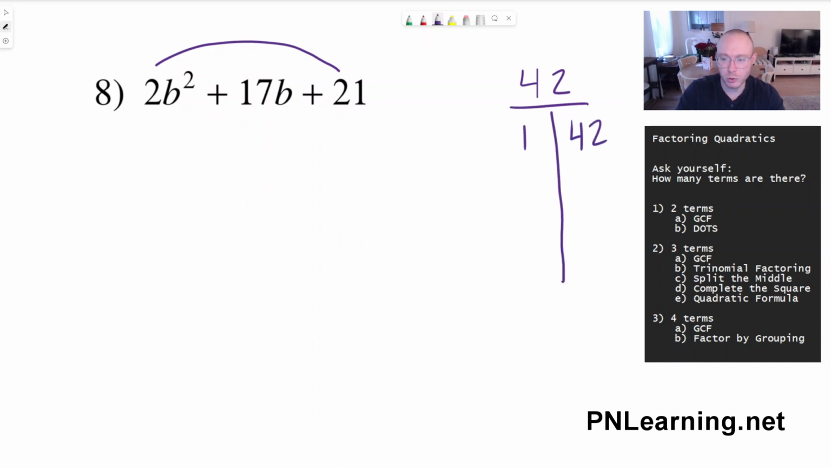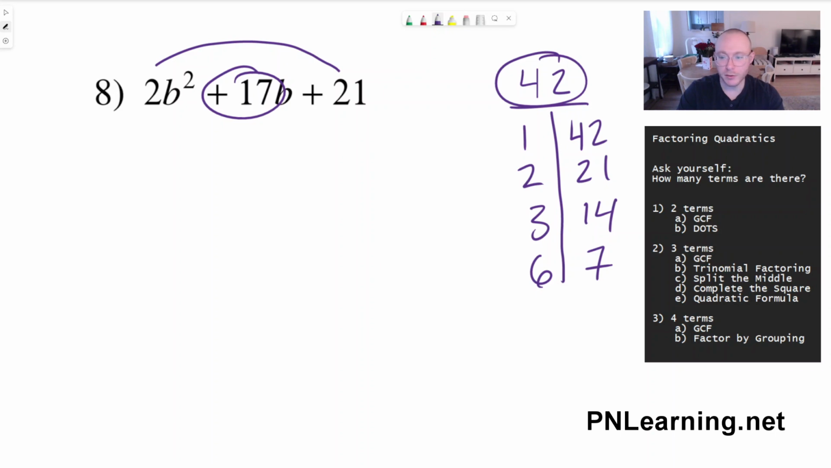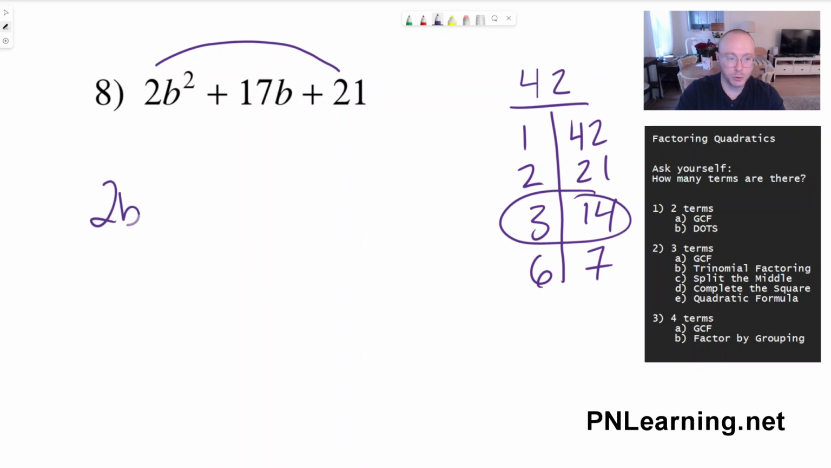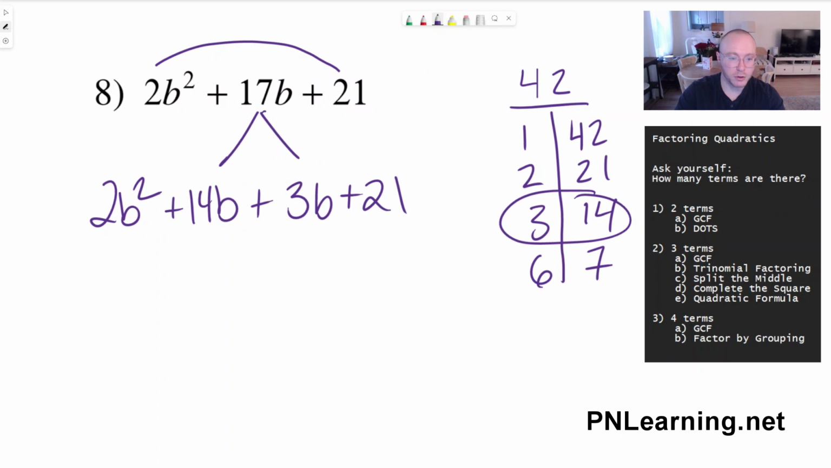1 times 42, 2 times 21, 3 times 14, 4 times nothing since 2 is with an odd number, 5 nothing, 6 and 7. The next one will be 7 and 6, so we're done factoring. And so this is a positive 42. We want to see which ones can add up to a positive 17. In this case, 3 and 14 will work, so we're going to go ahead and split the middle. 2b squared plus 14b plus 3b plus 21. We see we've split the 17b into 14b and 3b.